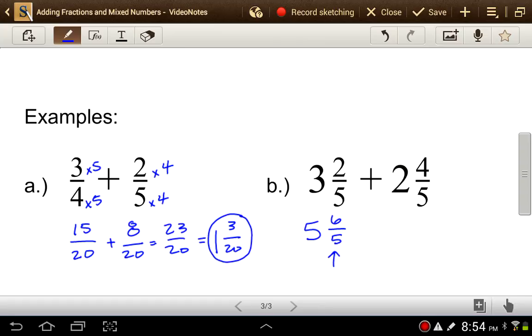So I have to regroup. 5 goes into 6 once. So that means I have one more whole amount. So I'm going to add 1 to the 5, and that's going to become 6. 6 minus 5 is 1. So I have 6 and 1/5 is my answer. 6 and 1/5. And that is how you add fractions and mixed numbers.